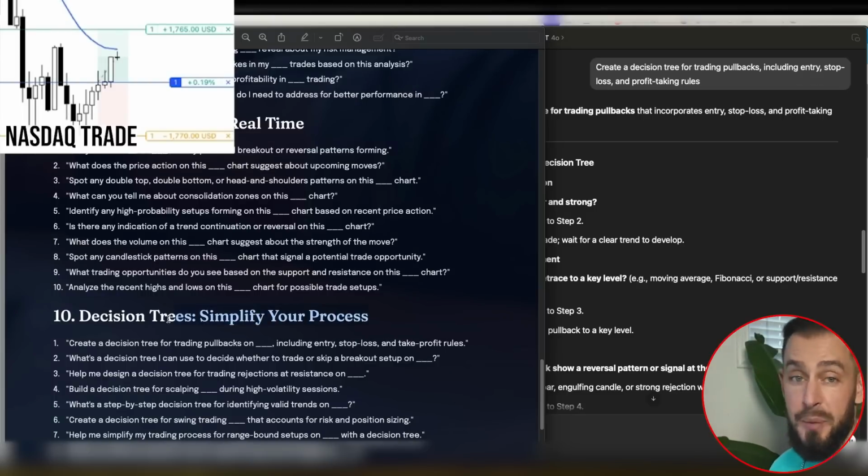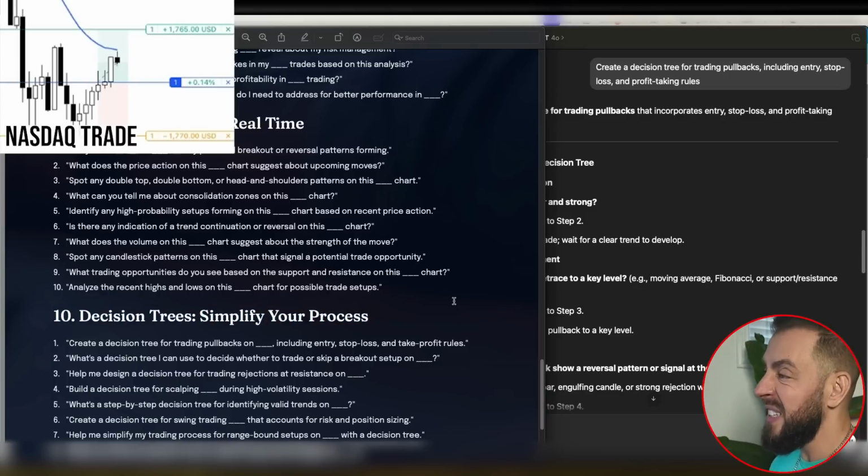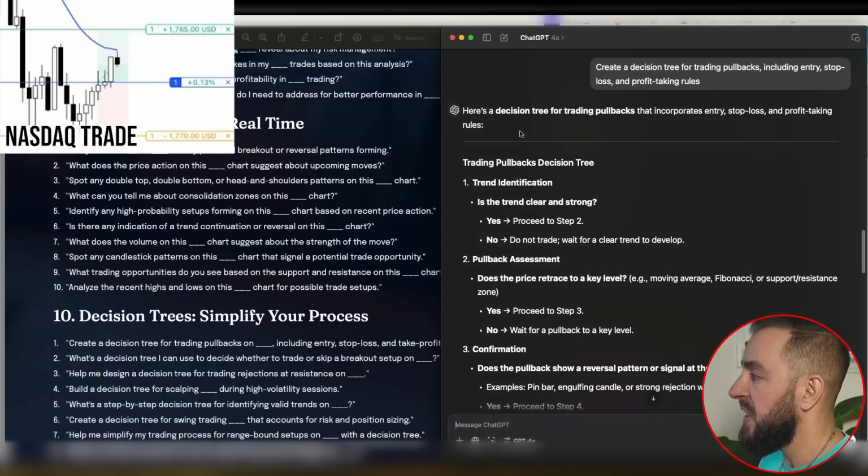The next way to use ChatGPT with your trading is decision trees to simplify your process. Now, decision trees are what help turn chaos into clarity, and ChatGPT helps you build the perfect ones for your trading style. And if you've never built a decision tree, I would suggest trying it. So do something like create a decision tree for trading pullbacks, including entry, stop loss, and profit taking rules, and see what it does. And this is what a decision tree looks like.